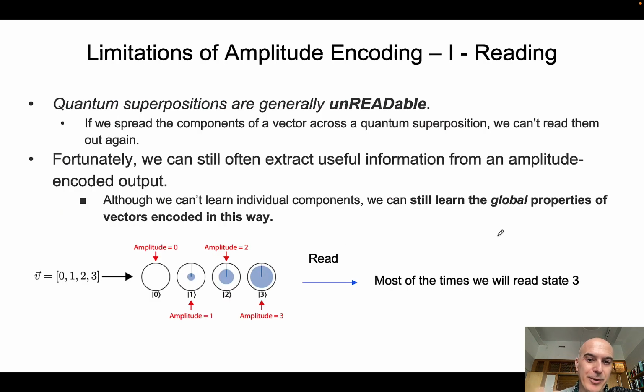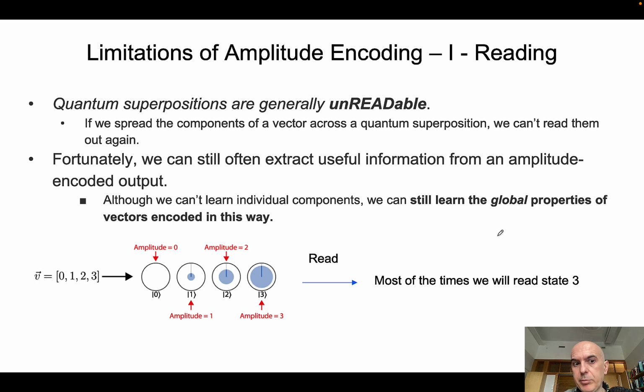So far we saw all the beautiful things about amplitude encoding, which allows us to use a reduced number of qubits. But what are its limitations? Well, one limitation is the quantum superposition. The amplitudes in a superposition are generally unreadable. If we spread the components of a vector across a quantum superposition, we cannot read them out again. We will just read one value, not the full amplitude of the quantum state.